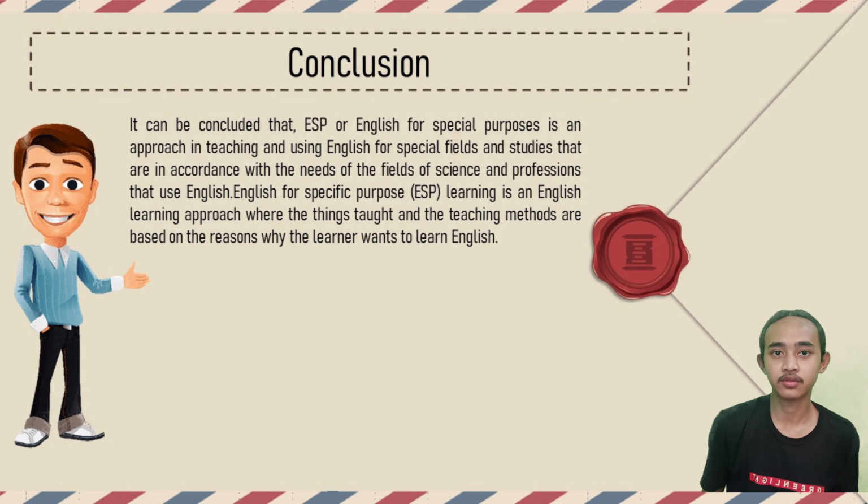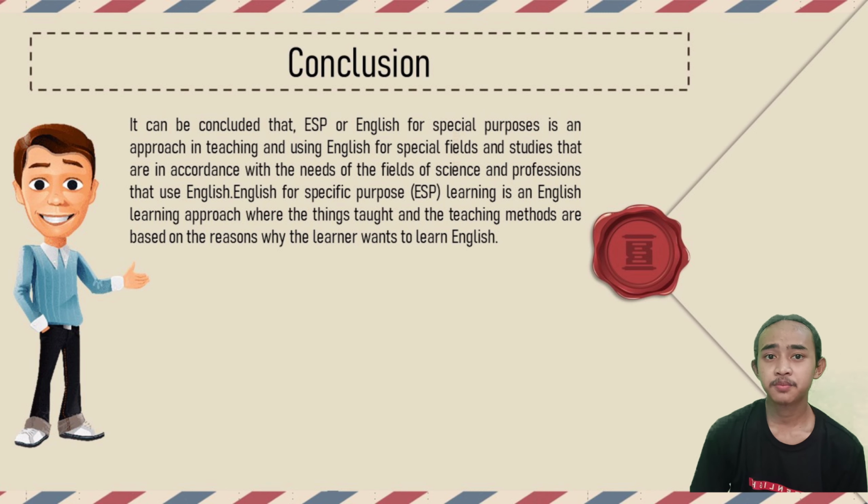Okay, next, conclusions. It can be concluded that ESP, or English for Specific Purposes, is an approach in teaching and using English for special fields and studies that are in accordance with the needs of the fields of skills and professions that use English. English for Specific Purposes or ESP learning is an English learning approach where the things taught and the teaching methods are based on the reason why the learner wants to learn English.